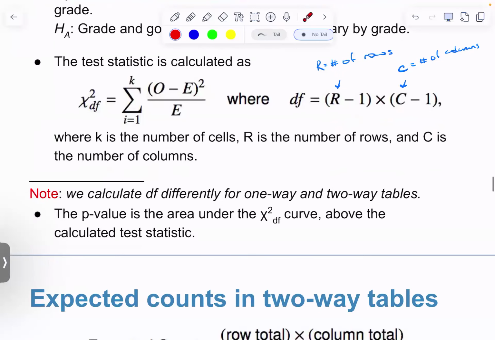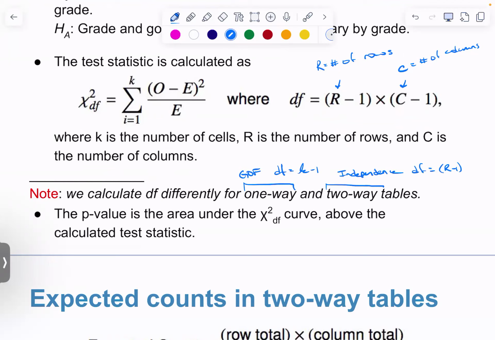And so we calculate the degrees of freedom differently for one-way and two-way tables. This was for the goodness of fit test. We had degrees of freedom is K minus 1, the number of categories minus 1. And for two-way tables, we're testing independence, and the degrees of freedom is R minus 1 times C minus 1. And as we've seen, the p-value is the area under the chi-squared curve at some degrees of freedom above the test statistic.